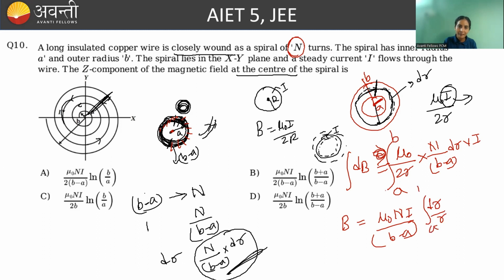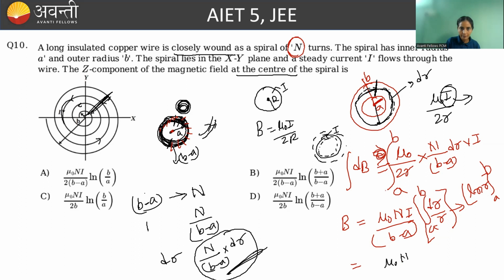ln r. And if I go with this only, what will its value be equal to? ln r, from a to b. So ln b minus ln a, that is equal to ln b by a. So this thing is going to get equal to how much?